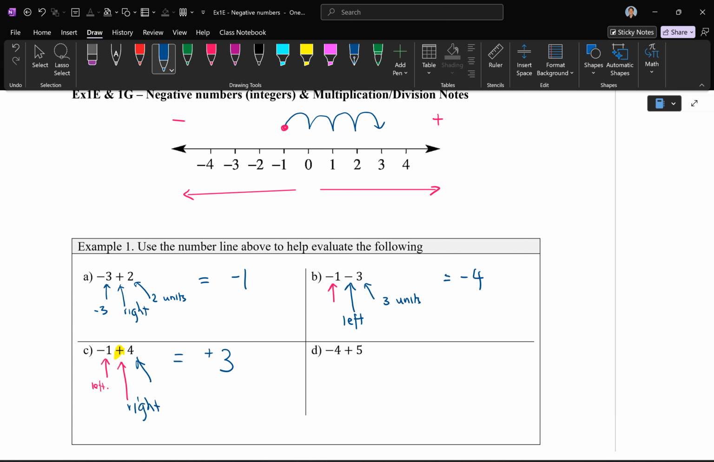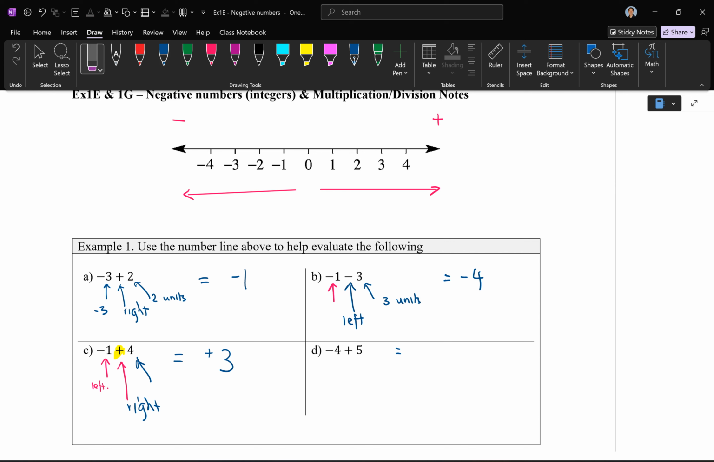Then let's now quicken the pace here. Negative 4 plus 5. I want you to think about the number line. So think about where's negative 4? Am I moving right or moving left? How many units? If you can visualize that, you can then figure out where the answer is. So what is negative 4 plus 5?